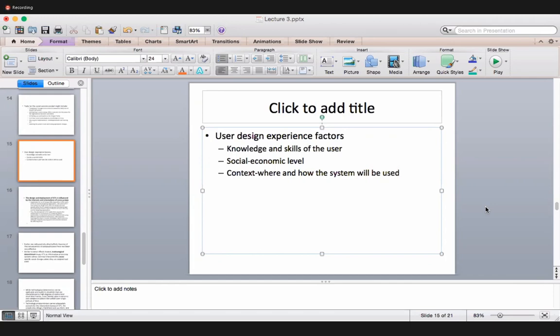So in that particular case, you looked at the context. In other words, where is this farmer and how is this farmer going to use it? So that you can then do a design which responds to that particular context.